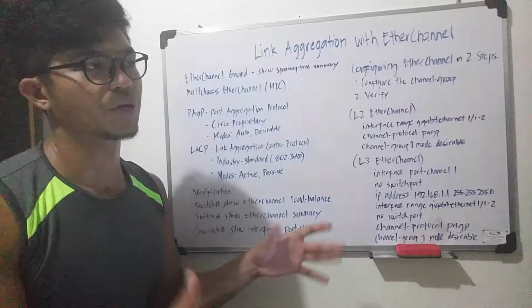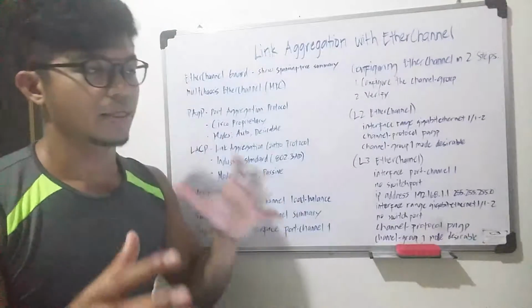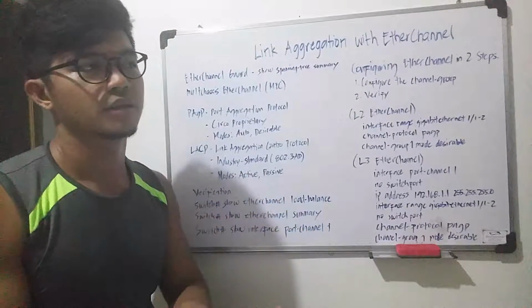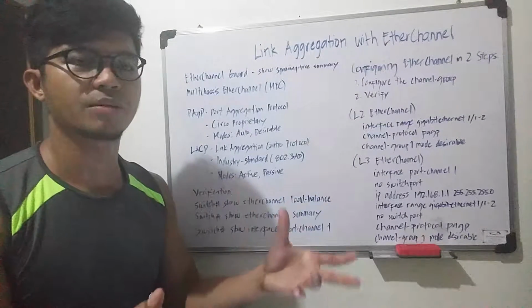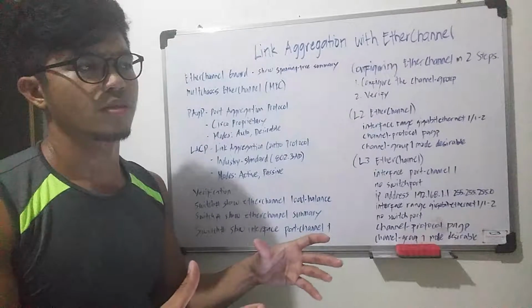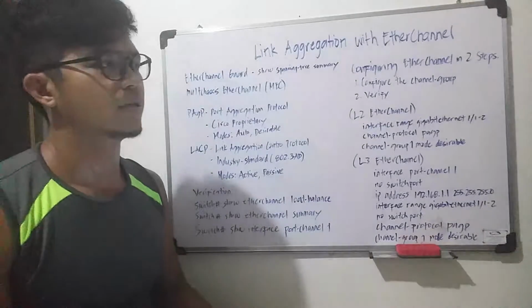You can have 4 ports between two switches, but the problem is STP will block the other 3 ports. It will put them in the blocking state because there are loops, bridging loops.